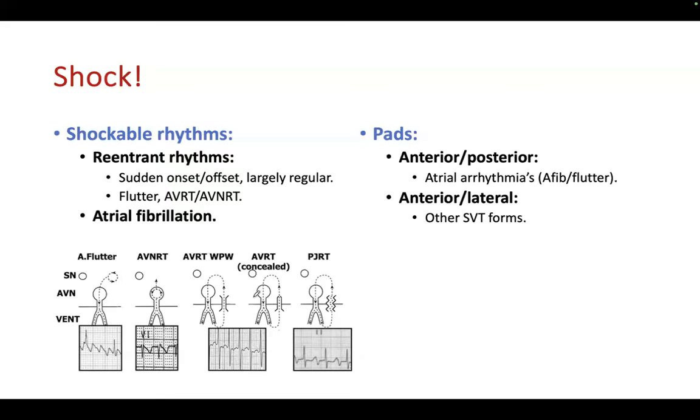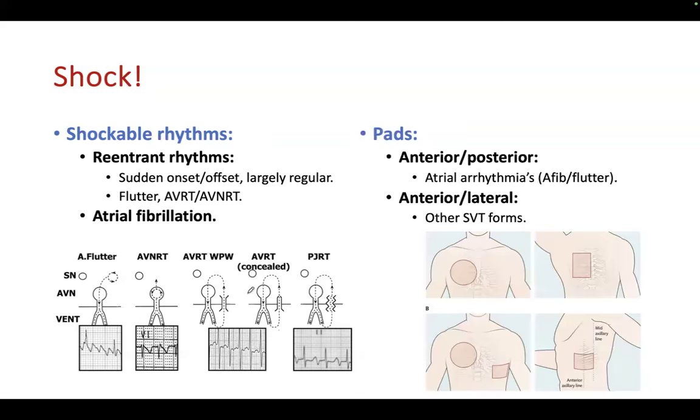The pads are best positioned in the anterior posterior location of the chest for atrial arrhythmias because you want the shock vector to be hugging the atria. So with the anterior posterior position, like in this case, an anterior chest pad and a posterior chest pad, the vector would go directly through the atrium. This is best for atrial arrhythmias, AFib or flutter. And if you have just a regular SVT, you can otherwise do the anterior lateral pads position.